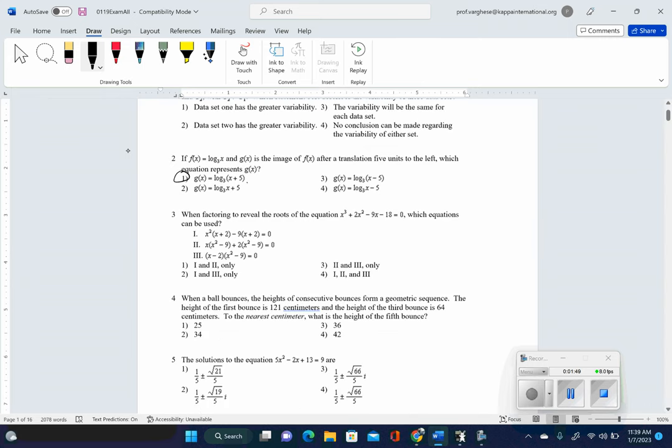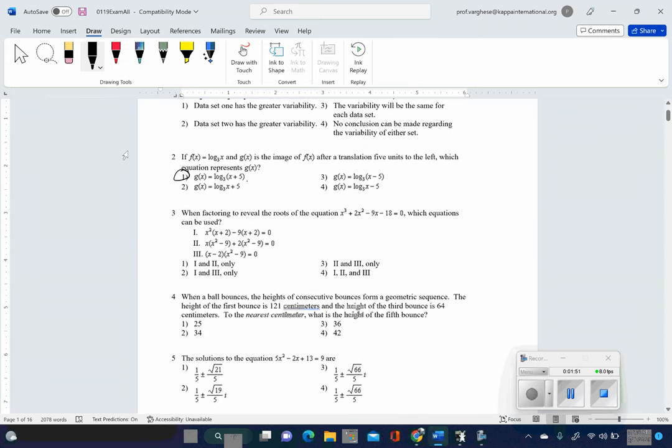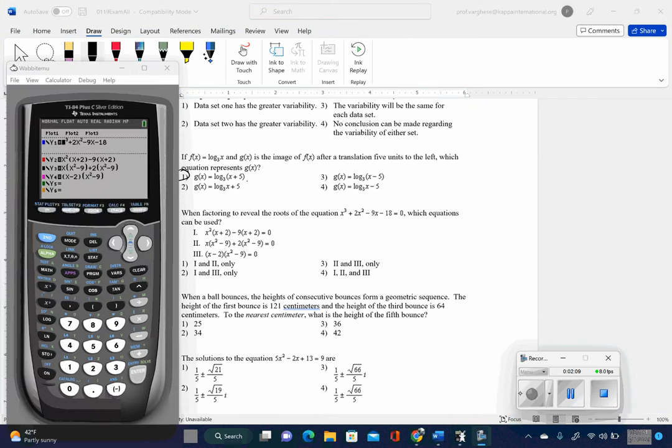For number 3, I'm going to look at this. When factoring to reveal the roots, which equations can be used? Okay. So basically, I'm looking for equivalence. I'm looking to see which ones are equal. So I'm going to take this right here and I'm going to plug that into Y1. I'm going to pause the video so I can do this quickly. All right. So it takes a while to plug it in, but it's okay, right?